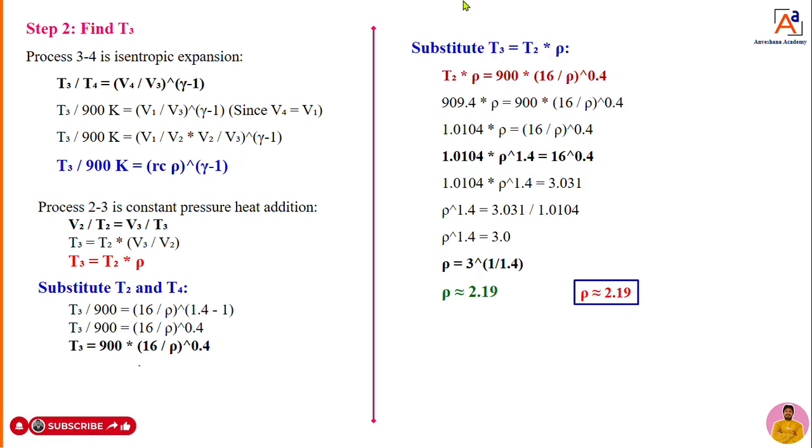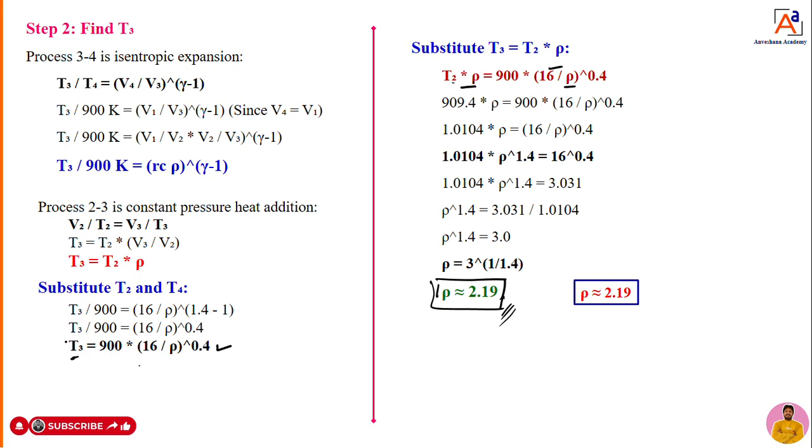Okay, fine. Now T3, I simplified this one by substituting all the values. I got this, but this T3 value is nothing but T2 into rho. So they say for T2 into rho, the T3 value is equal to 900. I will simplify, but here you can see at the left side and right side, rho is the only unknown. By simplification, I can get the value of rho easily. Do simplification, then what are you going to get? Rho is equal to 2.19, dear students.